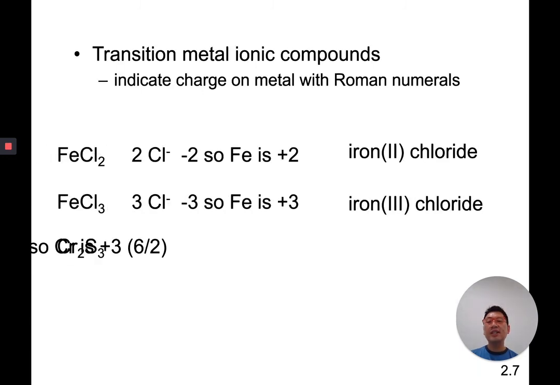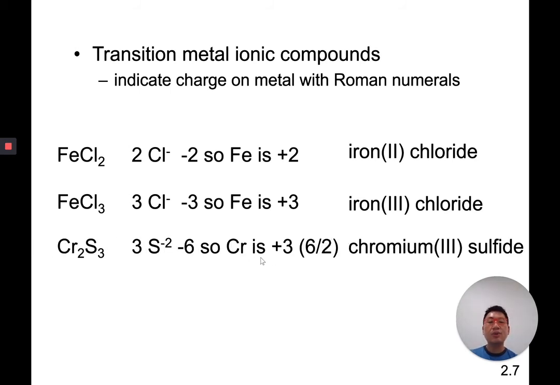Sulfur's charge is -2. I have 3 -2, so -6 total. That means chromium's charge has to be +6 total. But I have 2 chromiums, and the total charge has to be +6, so each chromium must have a +3 charge. So the name of that thing will be called chromium 3 sulfide.